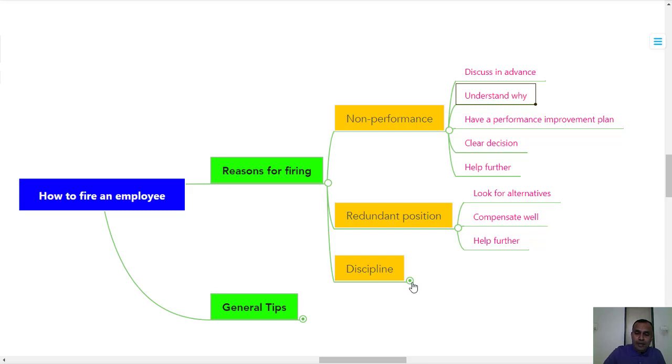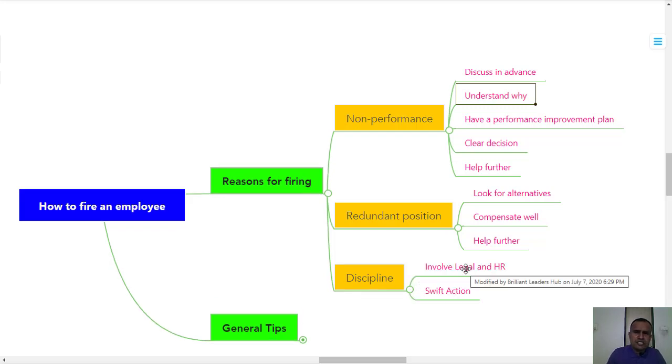Okay. The third one is for disciplinary reasons. Disciplinary reasons could be anything which violates the policies of your organization, or it could be violating the laws of the land. So it could be anything from misbehavior to not showing up on time, or uninformed leave. It could be abuse, anything, or it could even be theft, any of these.